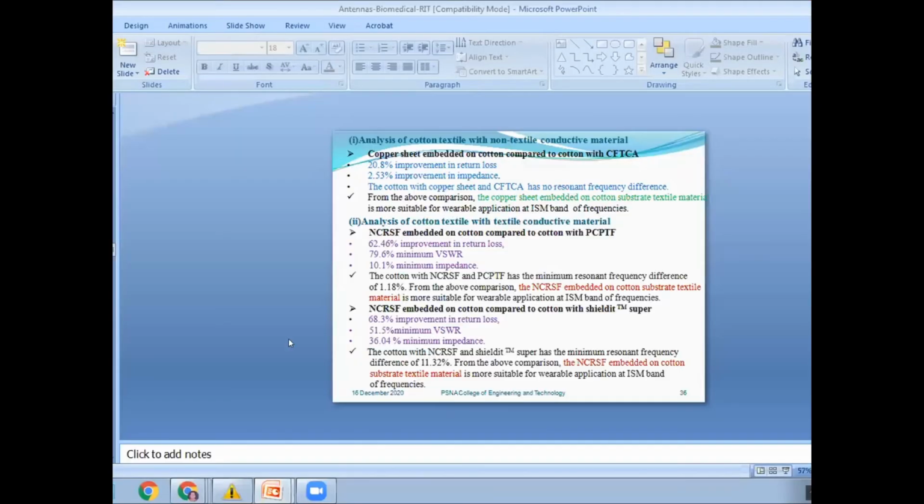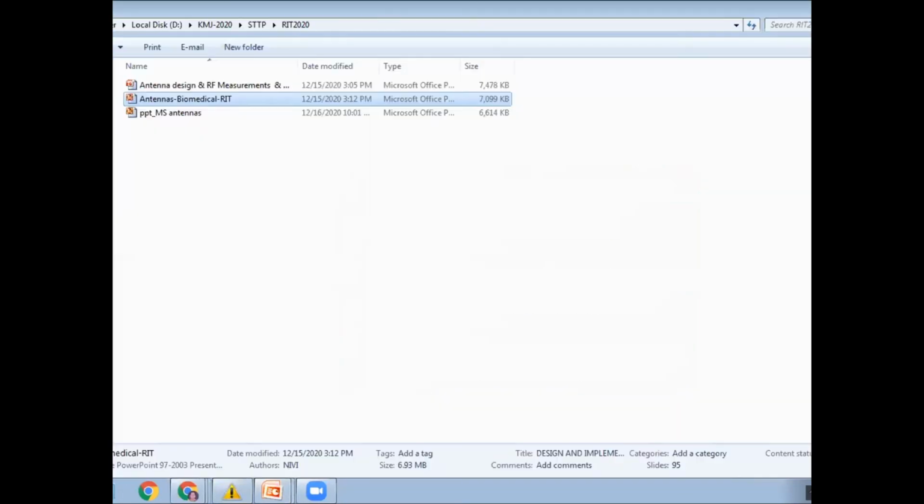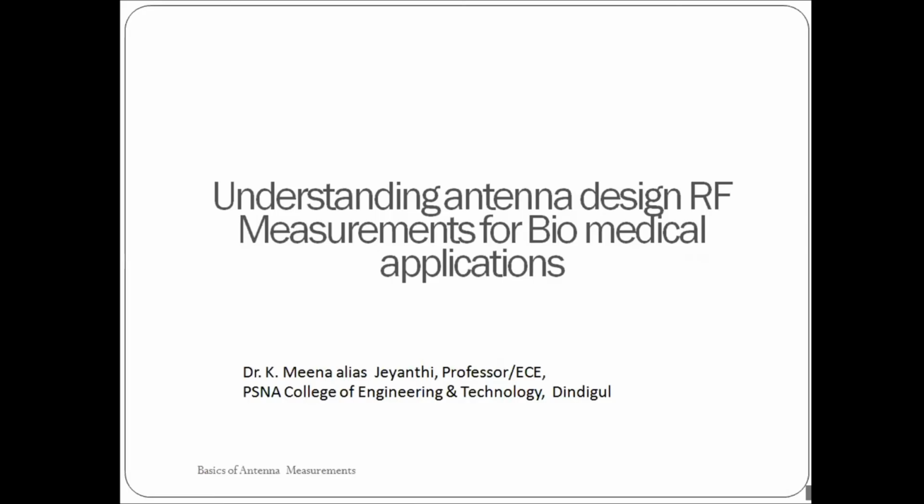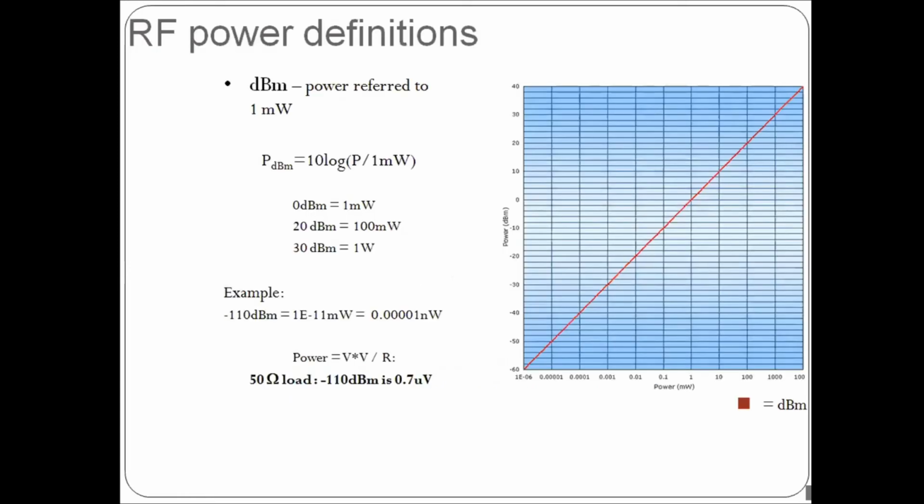Now I want to discuss the measurement part, because the title coined is antenna design and also RF measurements for biomedical applications. Some basic concepts I would like to mention for the next part. The power definitions: what are the basics needed for RF measurements?